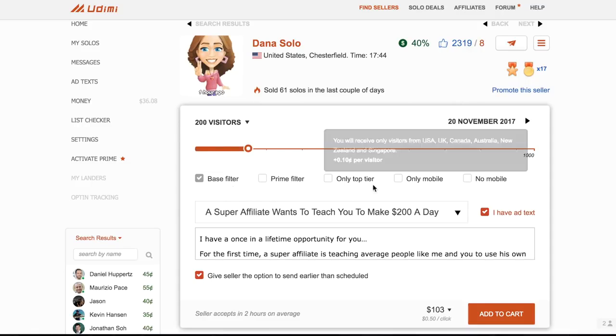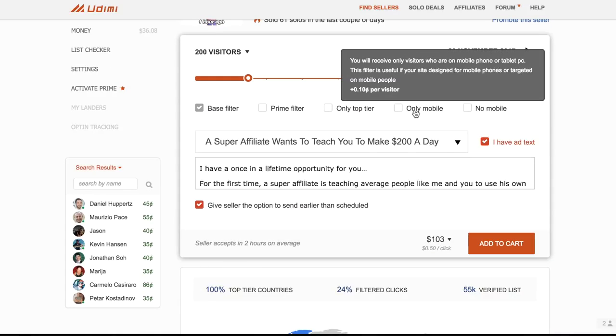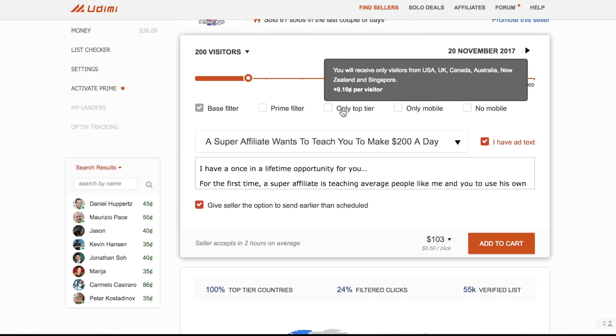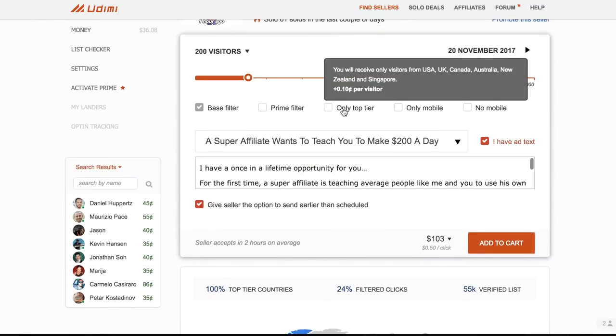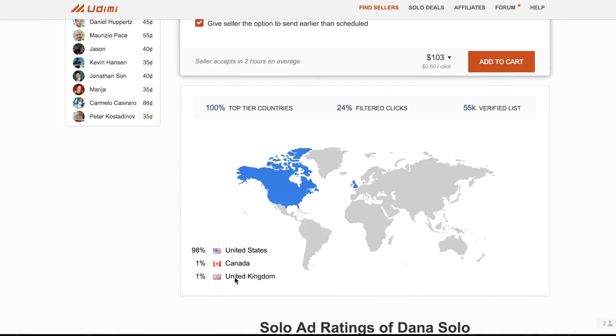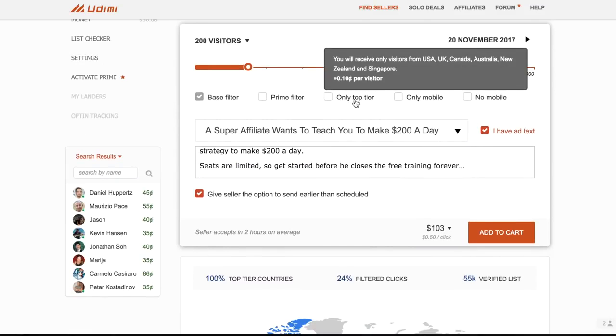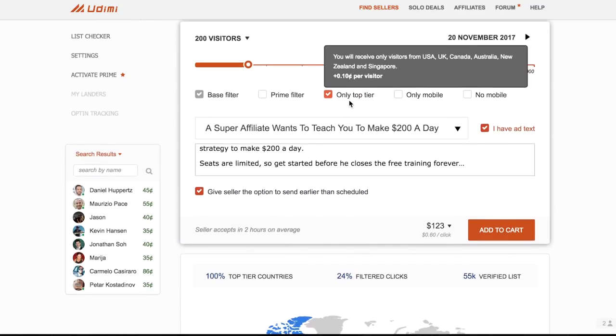And usually this is where you apply filters, like prime filter, only top tier, and this is the most important thing. Only mobile, I don't care about that stuff. The only thing I care about is only top tier. Now let me explain what top tier is. Top tier means the traffic is from the US, Canada, UK, I think Australia, Singapore, and all of those places. When you select only top tier, that's going to add about 10 cents per click. As you see, it says US, UK, Canada, Australia, New Zealand, Singapore.